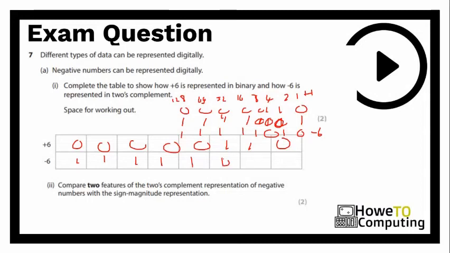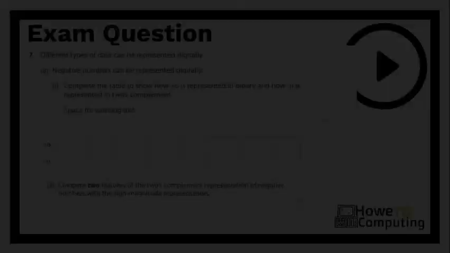And then compare these two features. So the first thing is sign and magnitude has two representations of 0, which obviously you can't have in a computer system. And secondly, when you do binary addition using sign and magnitude, it gives you the wrong results. So that's the answer to those questions.